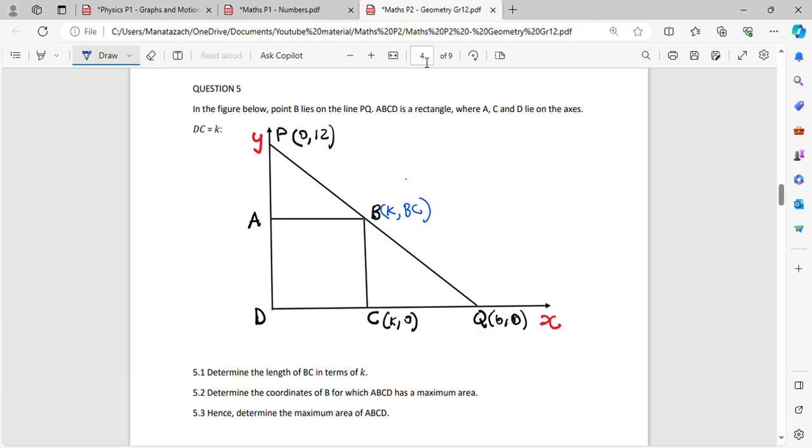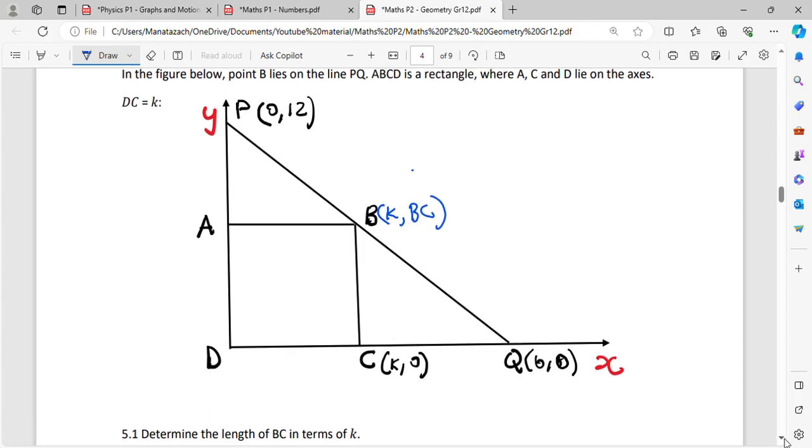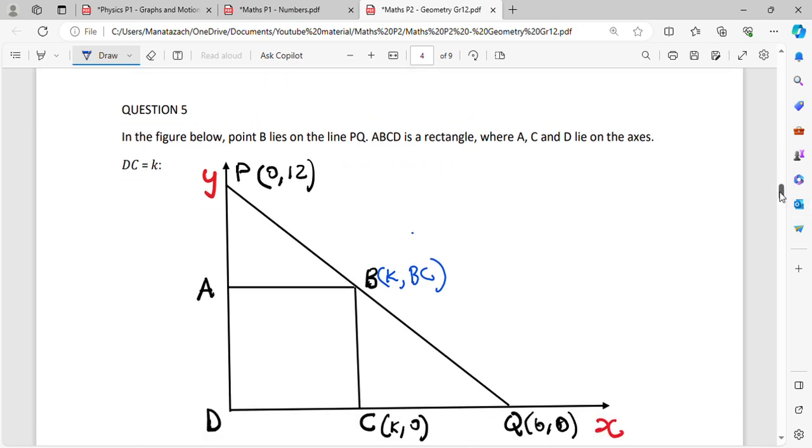Let's just maximize a bit so that we'll be able to see. Now, let's calculate the slope. Since we have been given the coordinates of P and the coordinates of Q, let's first calculate the slope for PQ, which will be the same as the slope for BQ. That's the first thing we may start to do.